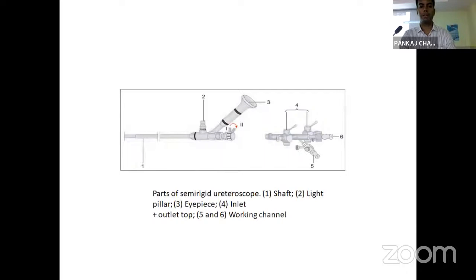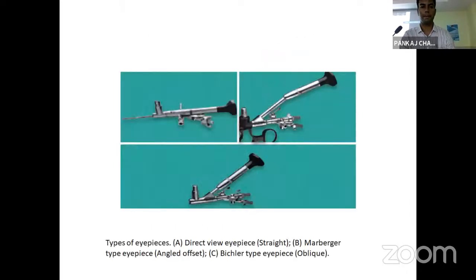Parts of the semi-rigid ureteroscope: shaft, light pillars, eyepiece, inlet and outlet ports, and working channels. Types of eyepiece: direct view eyepiece, that is straight; Marburger type eyepiece, angled offset; and the Bichler type eyepiece, which is oblique.